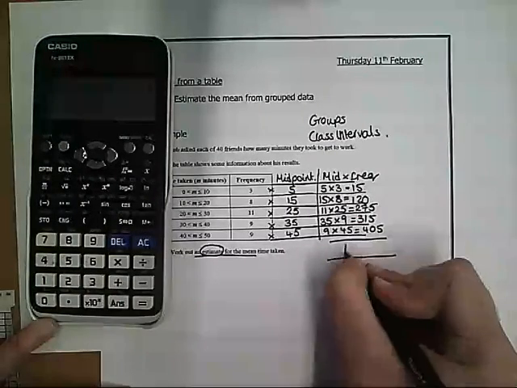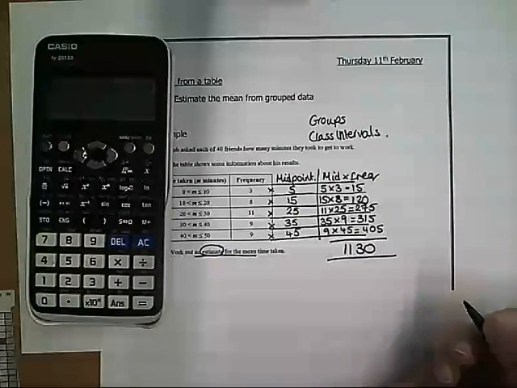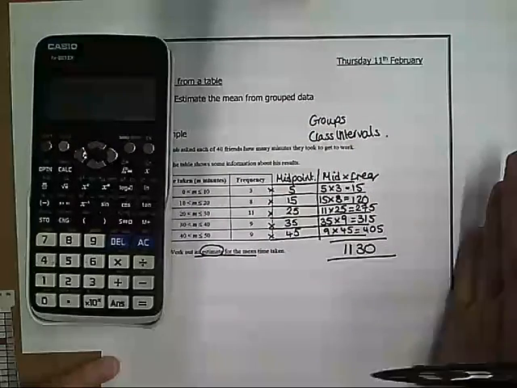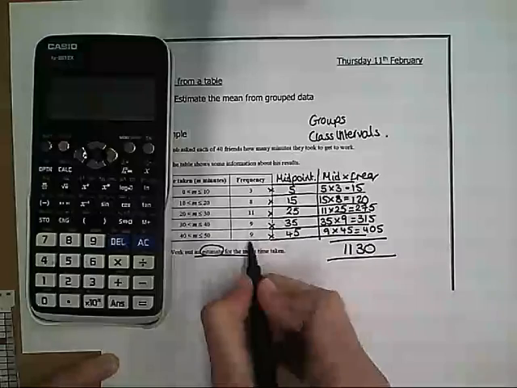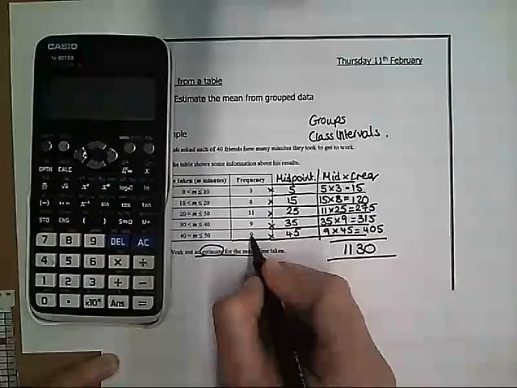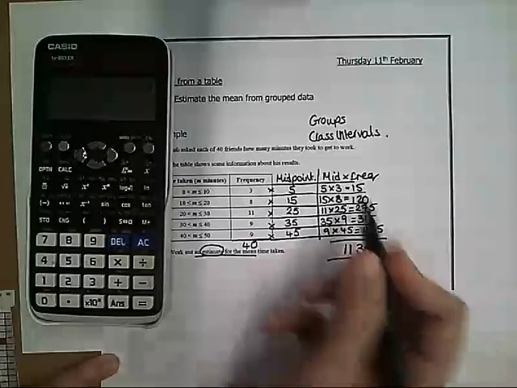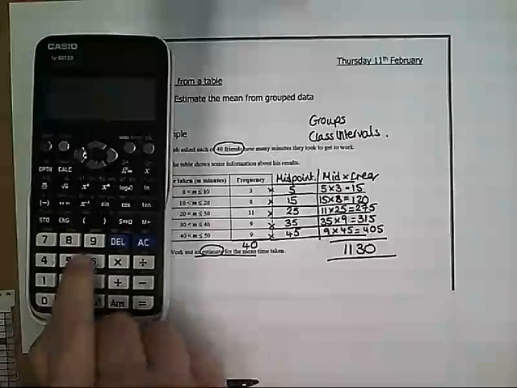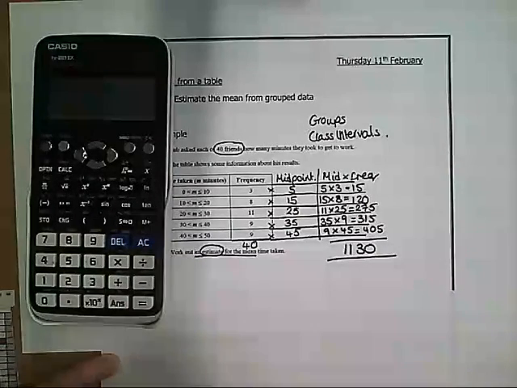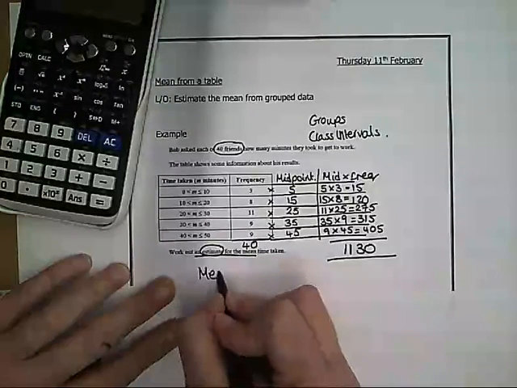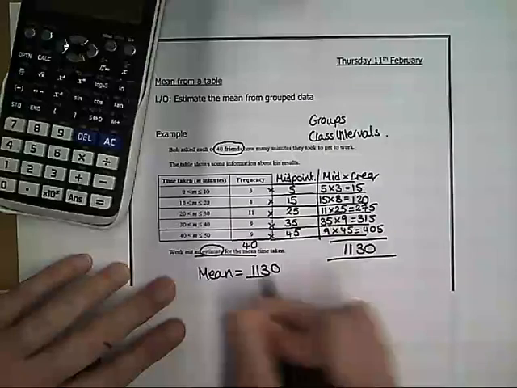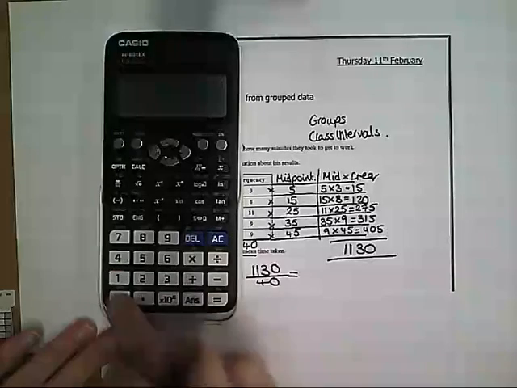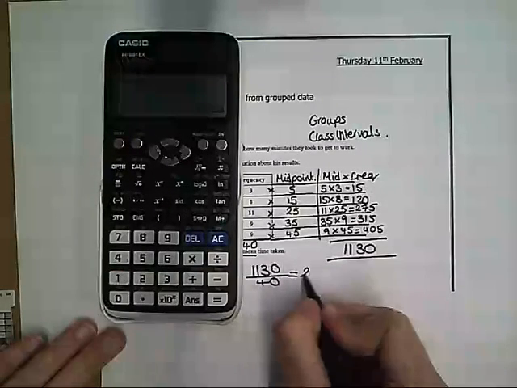and we get 1,130. That's the total amount. So if I wrote all his 40 friends down and added each of their times up, that would be what I got. And then we're going to divide by however many people there are. That is the total frequency, which should be 40 because the question tells us it's 40 friends, but we could just check: 3 plus 8 plus 11 plus 9 plus 9 equals 40. So then to calculate the mean, I'm going to do 1,130 divided by 40.